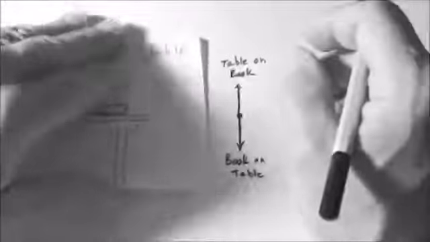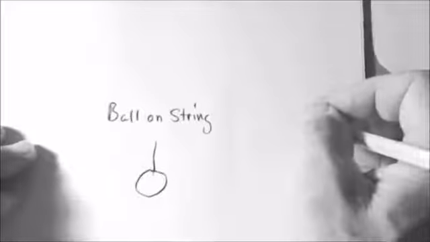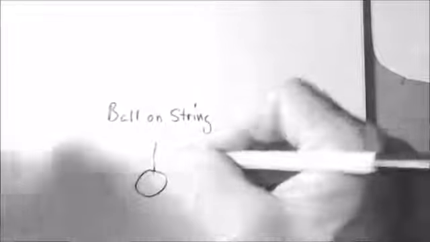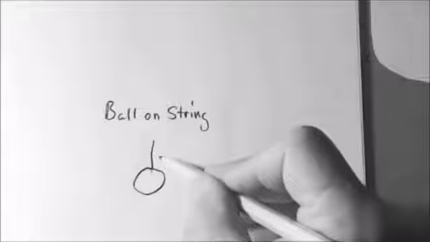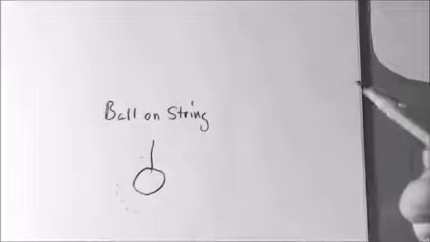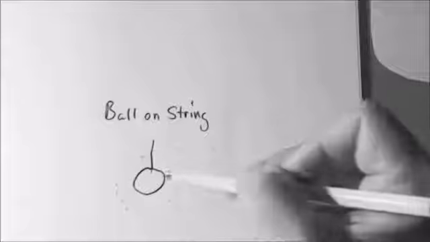Let's take another example. Ball on string. Okay, here's a ball, and here's a string. Okay, that looks a little bit better. Can you identify the forces on this ball? Sometimes it helps, and they mention this in the book, if you draw a circle around the object, and then you see what touches the circle.